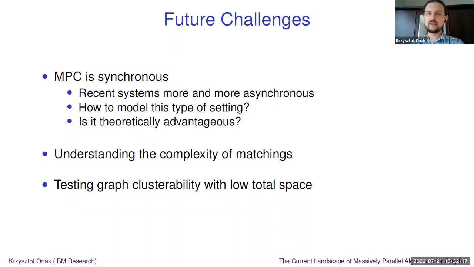But there's also a bigger question about how this research relates to what people are doing in practice. With things like Spark and other systems, it seems that there is more and more interest in asynchronous systems, because the computation in MPC proceeds in very synchronous rounds. So it's a big open question: how do we model this type of setting theoretically? What is the right model for it? And is it even theoretically advantageous? Maybe it's advantageous for the applications that systems people have considered, but at the same time, we might learn how to construct very efficient algorithms that don't suffer from having to synchronize every now and then. So that's also a great question.